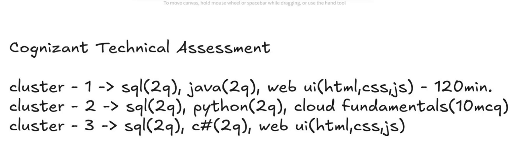You will have two coding questions. Based on your cluster, your programming language will vary. Cluster 1 people will get Java, cluster 2 will get Python, and cluster 3 will get C#. You can't change the cluster, and you can't change the programming language either.